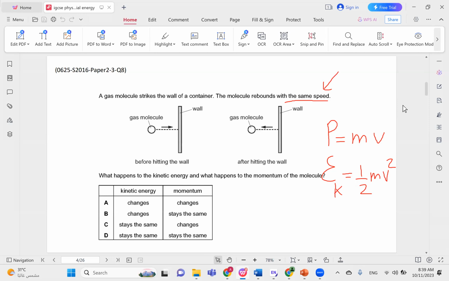The only difference is that for momentum, this guy becomes negative after the collision. So if it had a momentum of 5, its momentum after the collision becomes negative 5. However, for kinetic energy, if it were 10 before the impact, it would stay as 10 after the impact, because we said kinetic energy is a scalar quantity, not a vector quantity. So the correct choice here is choice C. The kinetic energy stays the same, whereas the momentum changes.